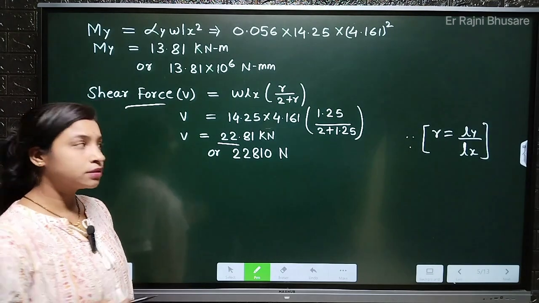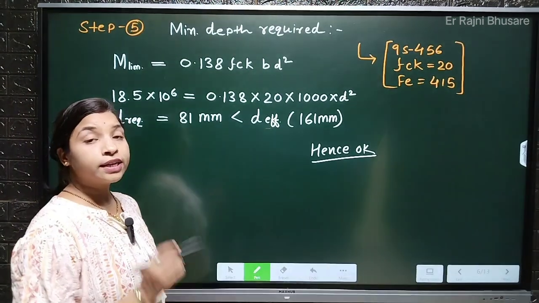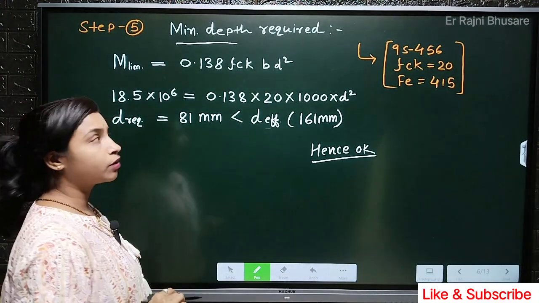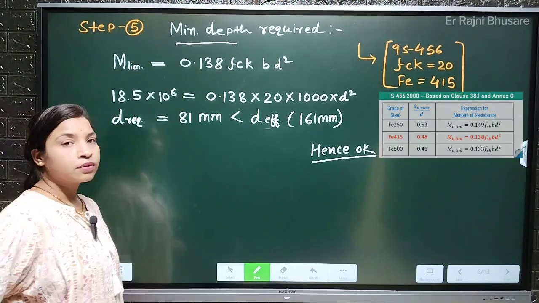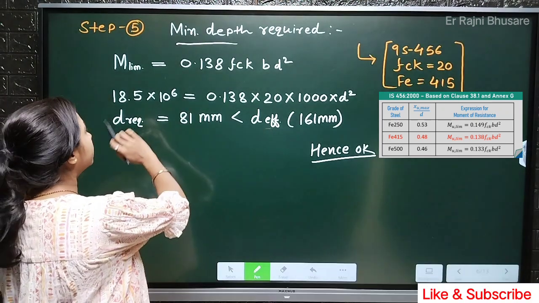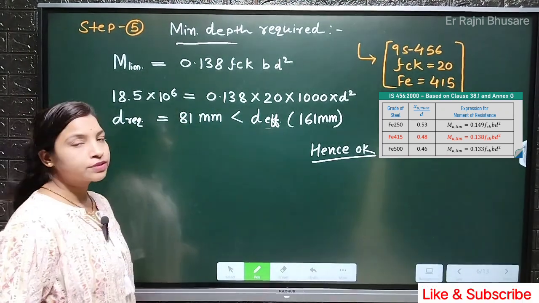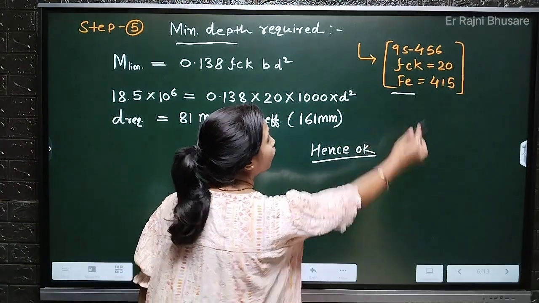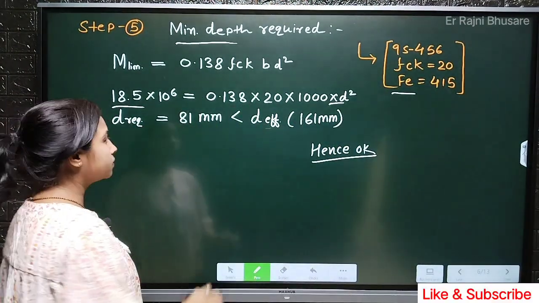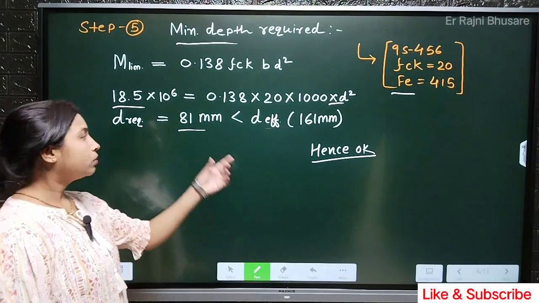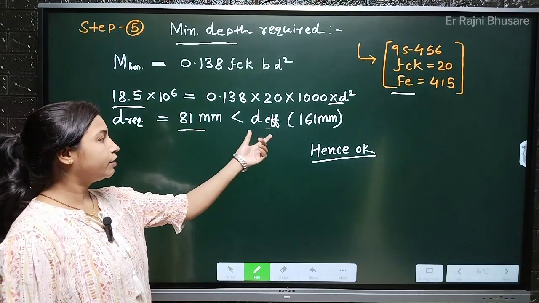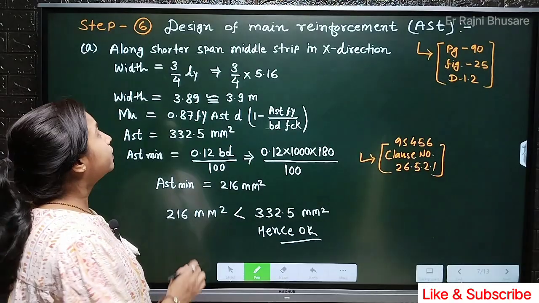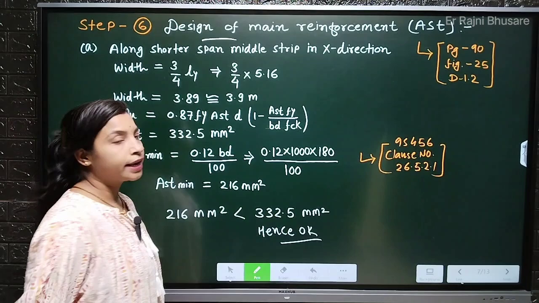And after that our next step is to determine the minimum depth required. So how to calculate the minimum depth required? By this formula we will calculate the depth required. The formula is 0.138 fck b d squared, and now we are using fck 20 and fe 415. So d required is 81 mm. Now 81 mm is less than d effective 161 mm. So hence OK.